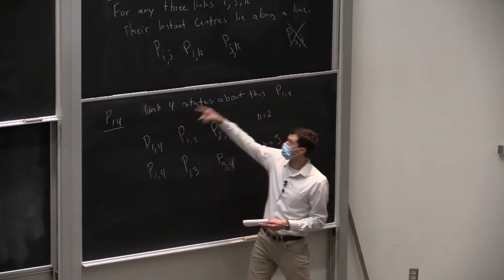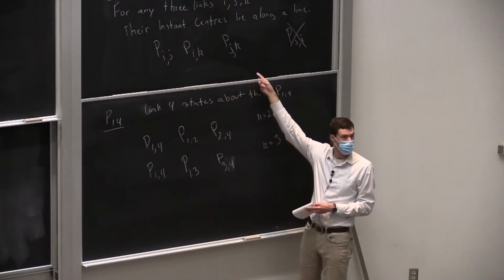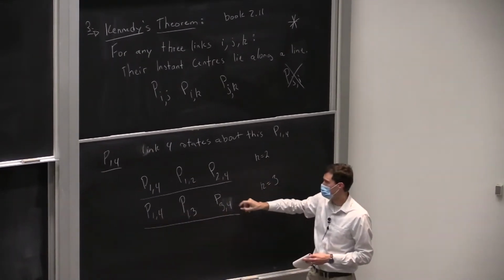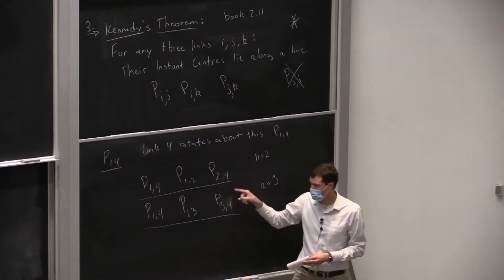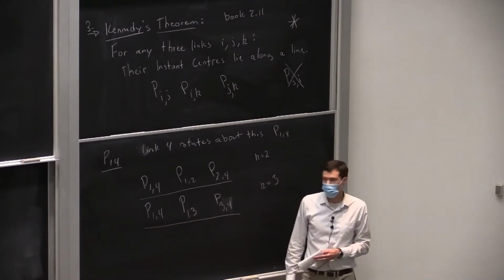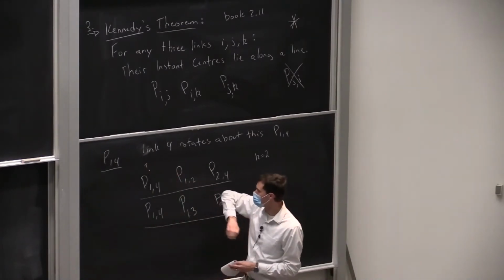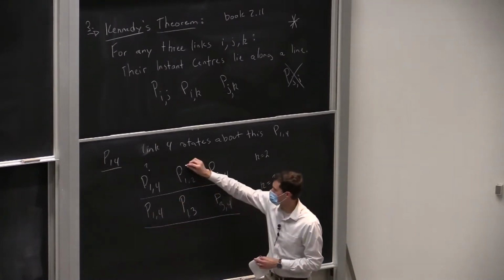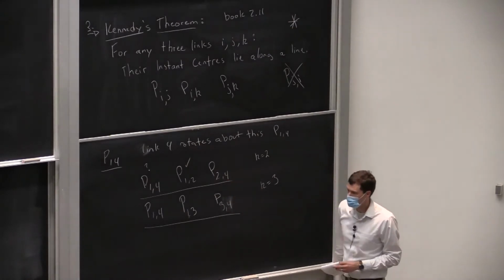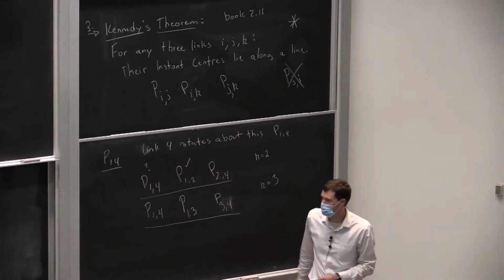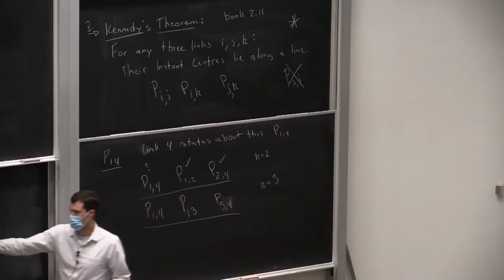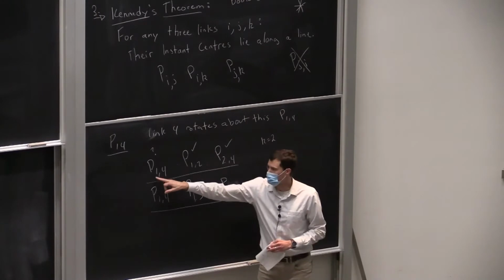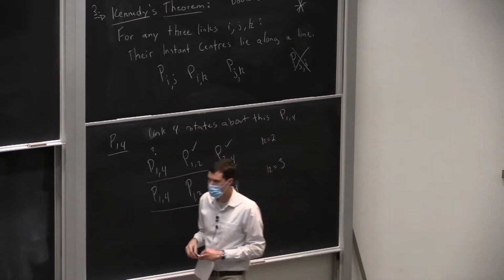Okay, so we know from our definition of Kennedy's theorem that P14 should lie along both of these lines. So if we know where these points are, we're going to be able to find our unknown. So P14, that's our unknown. Let's just see which ones we already know. P12, that's at the base of link 2. I'll just put a check mark. And P24, that's up at the turning pair here. So that first line we know. So P14 needs to lie on a line connecting those two. And we could draw that.